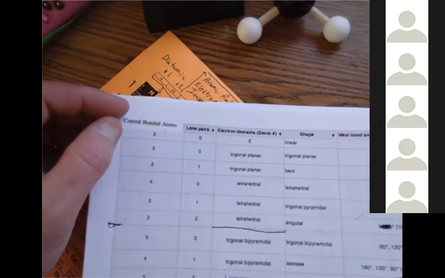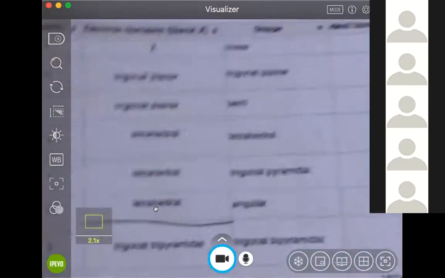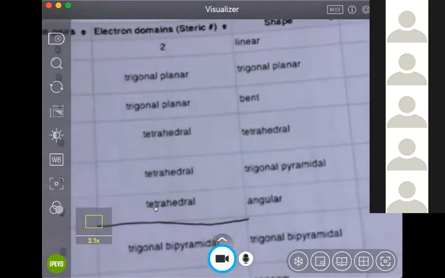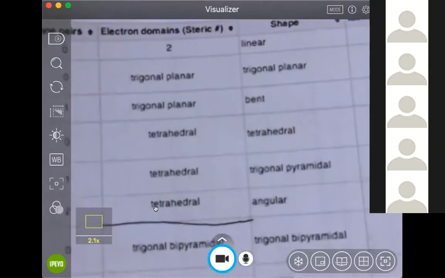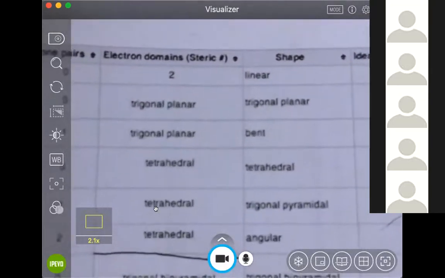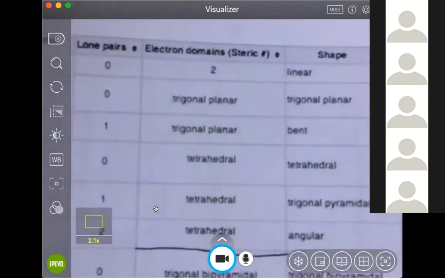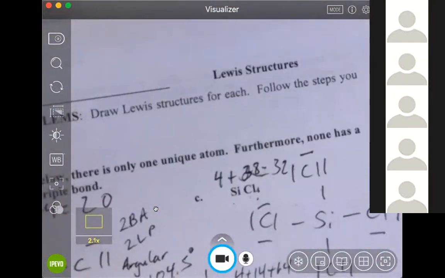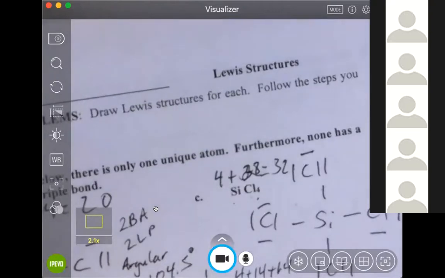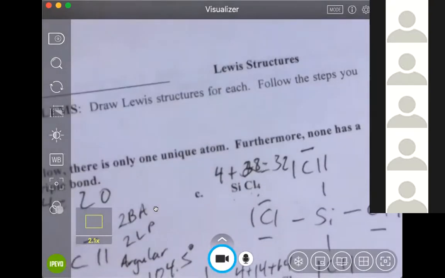Does it start with a T? I can't really read it. It does start with a T. Do you not have a copy of this? Let me pull it up. Hold on. How's that? Starts with a T. Tetrahedral. Yep. Tetrahedron is a four-sided thing. Tetrahedral is the shape of these atoms.